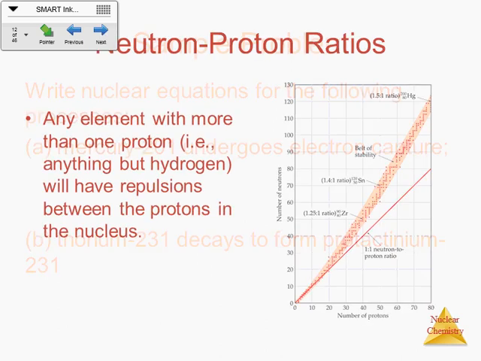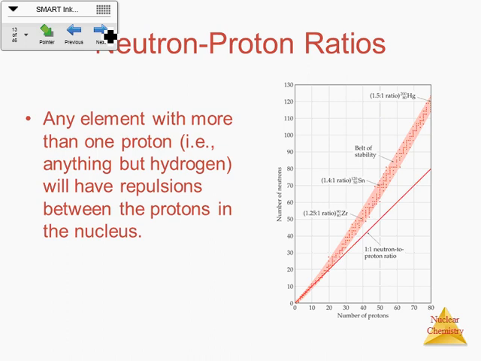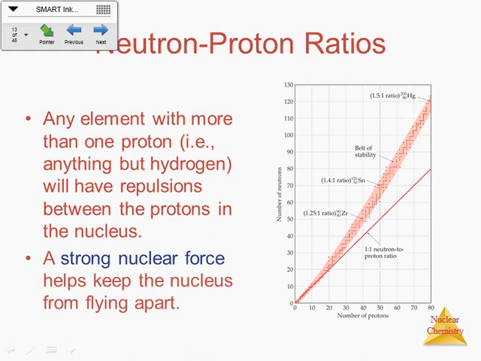All right, let's talk a little bit about neutron-proton ratios real quick. There are repulsions between the protons in the nucleus, and we know that because protons are all positively charged, and positively charged things tend to repel one another. So why doesn't the nucleus just fly apart because these protons are pushing against each other? It turns out there's a strong nuclear force that helps keep that from happening.